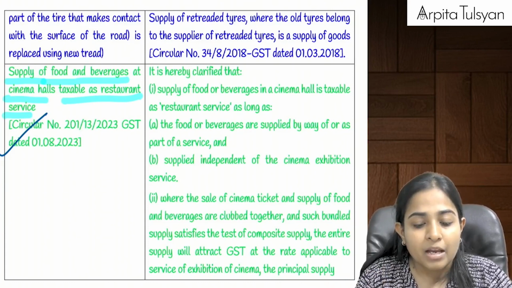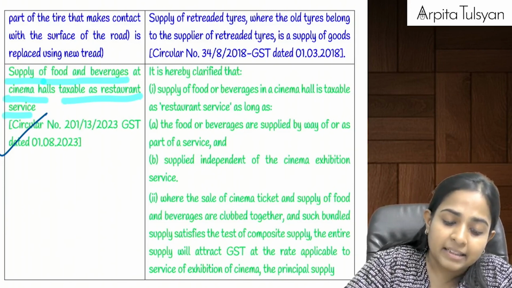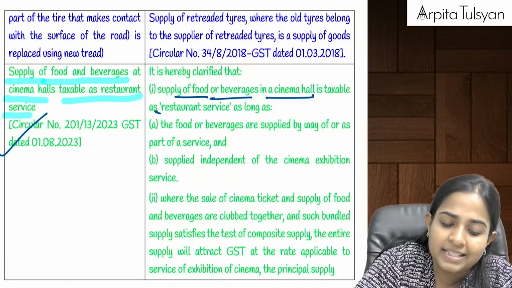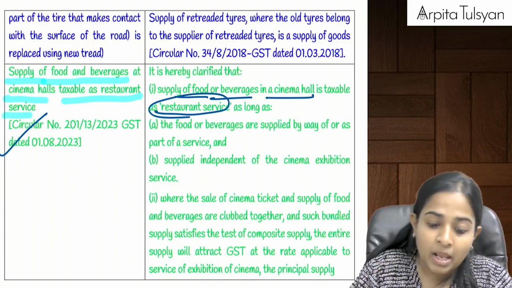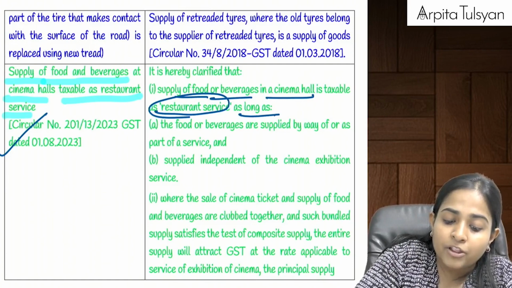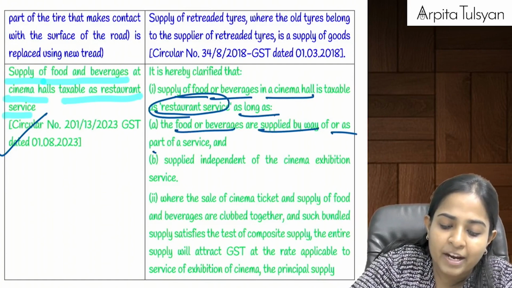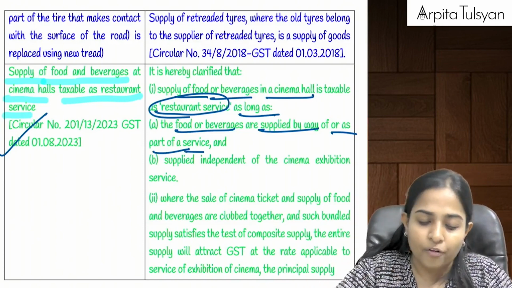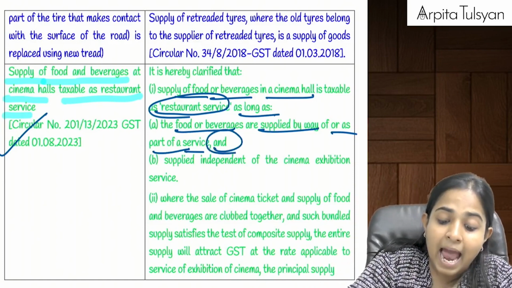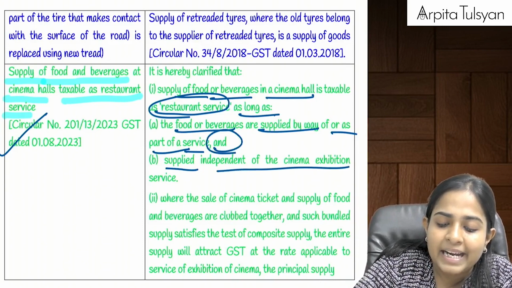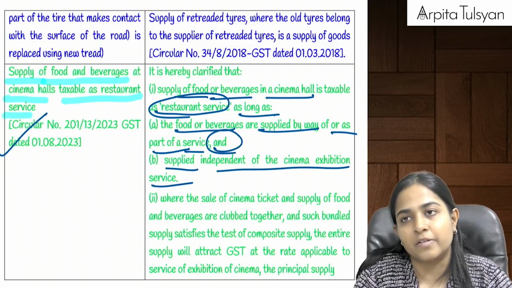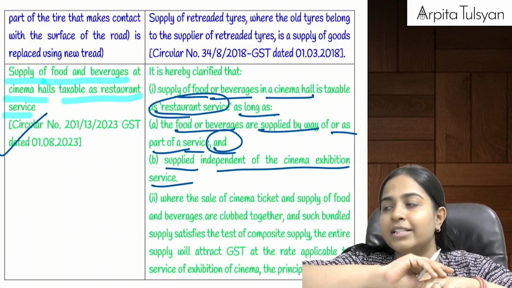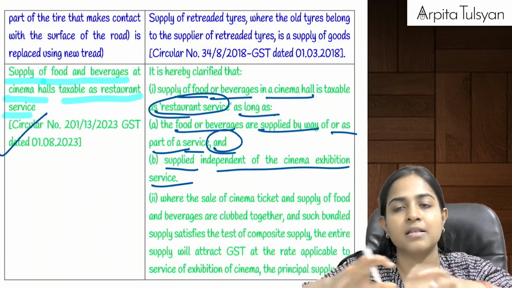So now they have clarified that supply of food or beverages in a cinema hall is taxable as a restaurant service, as long as the food or beverages are supplied by way of or as a part of service, means they are giving you the service of supplying this food, and this is supplied independent of the cinema exhibition service. Means cinema exhibition service is considered separate and restaurant service is considered separate. Food and beverages are considered separate.